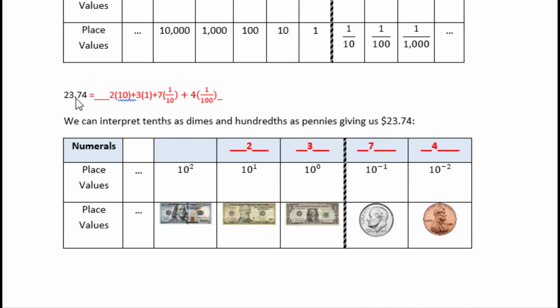So if we had a number like 23.74, we could use money to denote that. We would have two tens, so two $10 bills, three $1 bills, 7 tenths. A tenth is a dime, a tenth of a dollar, 7 of those, and 4 pennies, which are hundredths of a dollar. So there's the representation of a basic number, $23.74.